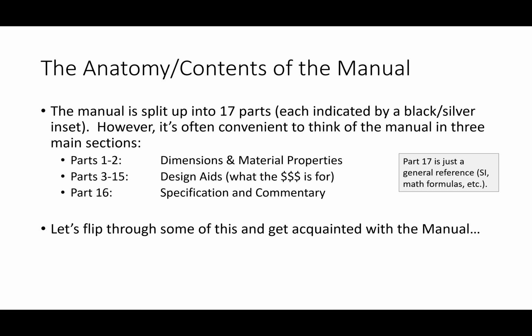But I often tell students that it's convenient to think of the manual in 3 main chunks. The first 2 parts are the dimensions and the material properties. So we're talking about, what is the flange width on a W10 by 49? What is the yield strength for A572 grade 50 steel, and so on. All those key lookup values you're going to find in either parts 1 and 2. Part 16, the tab that says SPEC, is the specification. I'm going to talk a little bit about that here in a bit. But that's the document that guides how we design structures in the United States.